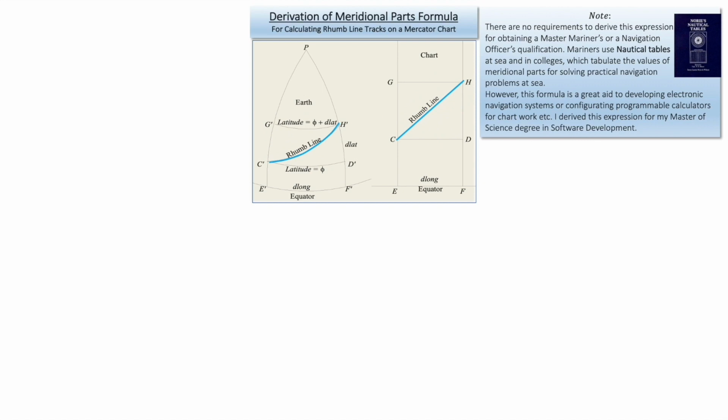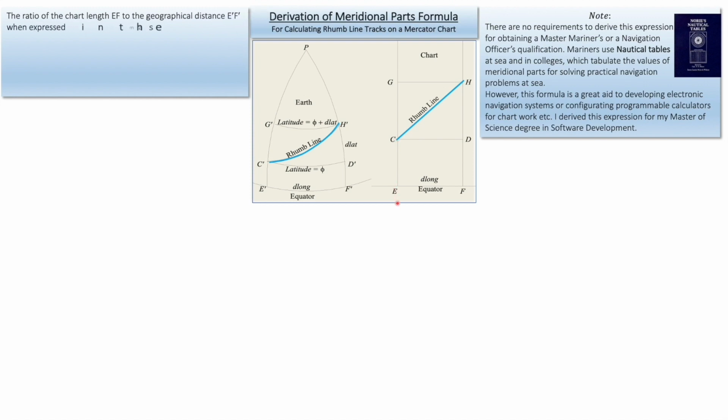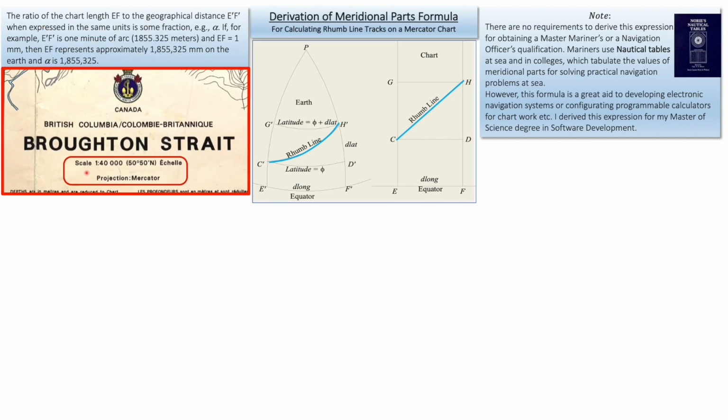Let's examine this illustration where we can see a rhumb line on a sphere and the same rhumb line on a Mercator chart. The ratio of the chart length on the equator EF to the geographical distance E prime F prime, when expressed in the same units, is some fraction such as alpha. If, for example, E prime F prime is 1 minute of arc, that is 1 nautical mile, and EF on the chart is equal to 1 millimeter, then EF represents approximately 1,855,325 millimeters on the Earth, and that is the scale of that chart, normally printed on the face of the chart.